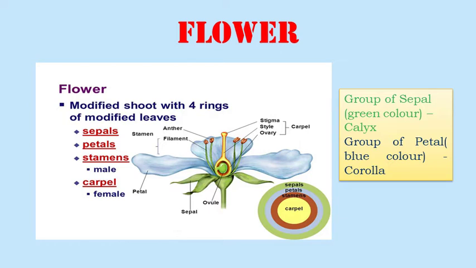Now next to the sepal we have the petal. What is a petal? Petals are modified leaves that surround the reproductive parts of the flower. Simply, they are modified leaves. So here how many petals are there? Here there are 3 petals. And as a group, what term can we use here? We can use corolla. That means a group of petals we term as corolla.